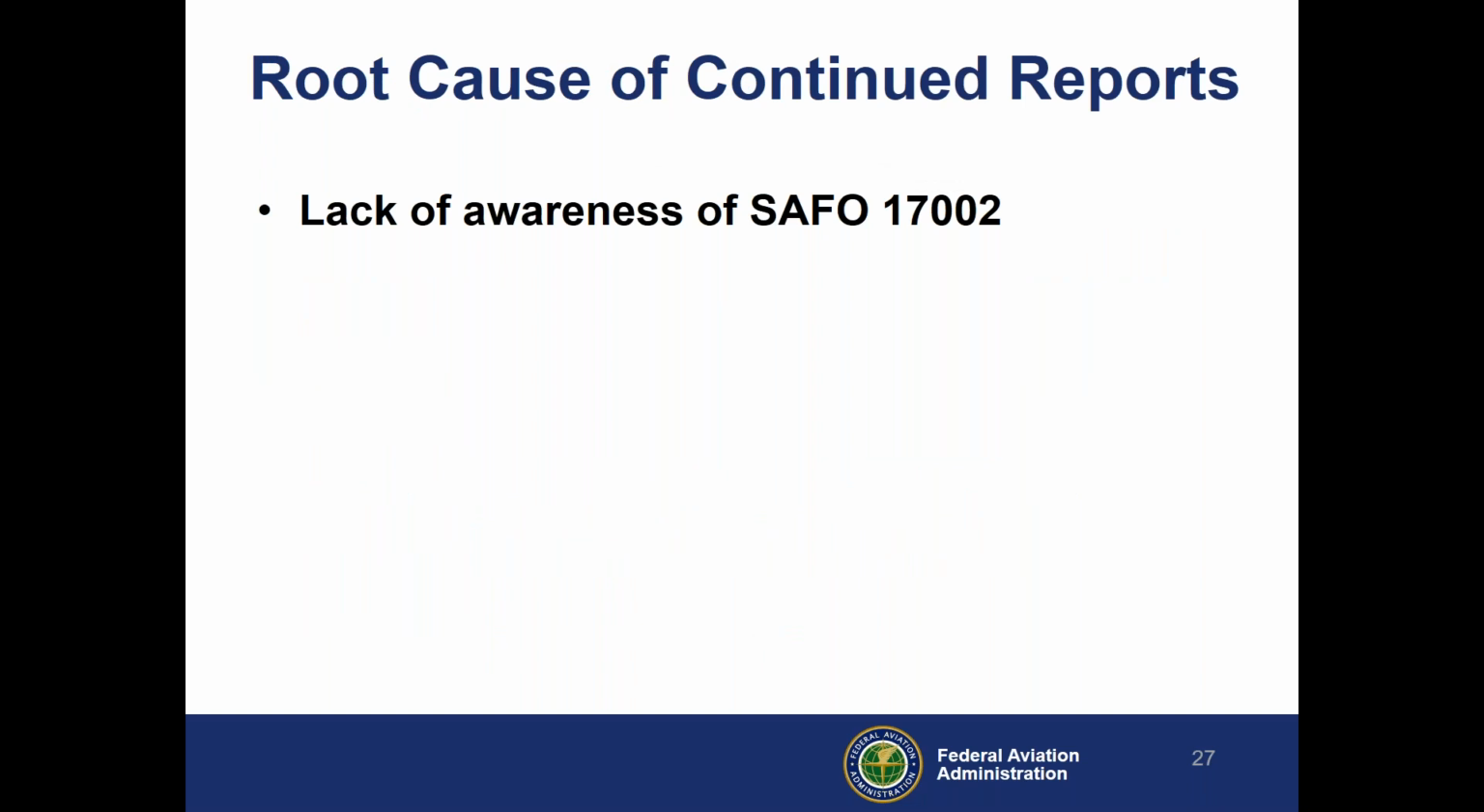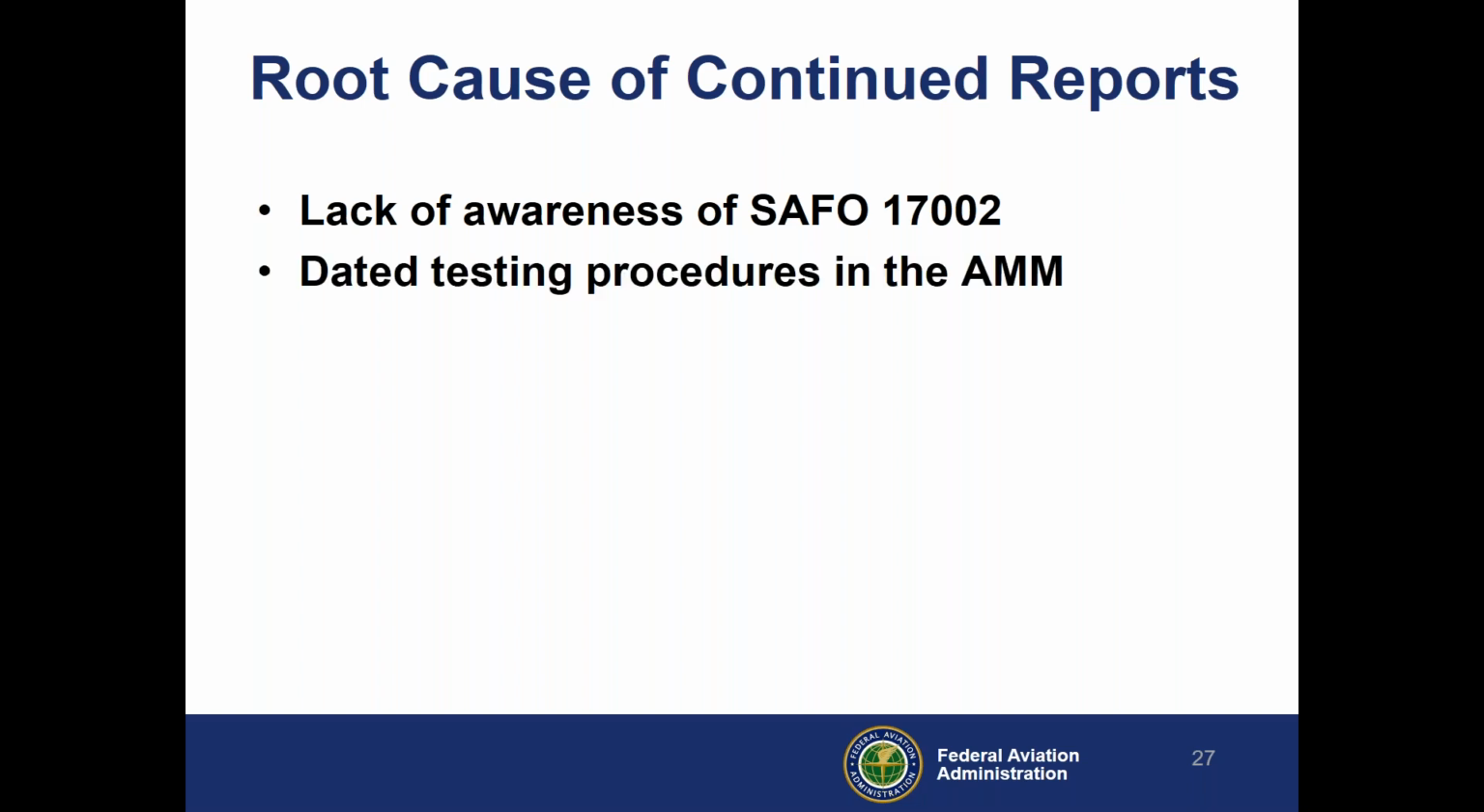So even though we have some solutions now to prevent the false targets, or at least greatly reduce them, we continue to get a lot of these reports, as you saw with the slide that Marcus showed on a bad report day. I don't know, there was probably 40 or 50 events. So some of the possible causes of continued reports are a lack of awareness of the SAFO and the problem. Maybe the test procedures in the aircraft maintenance manual are outdated.